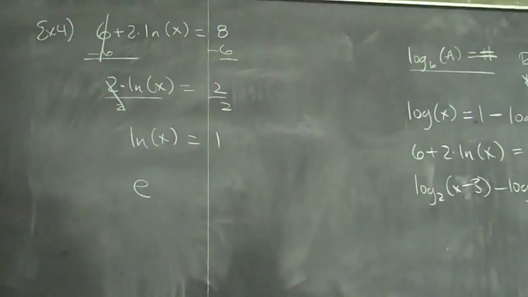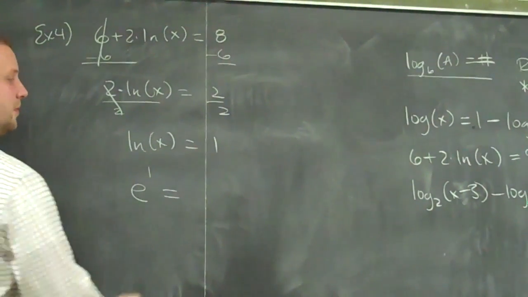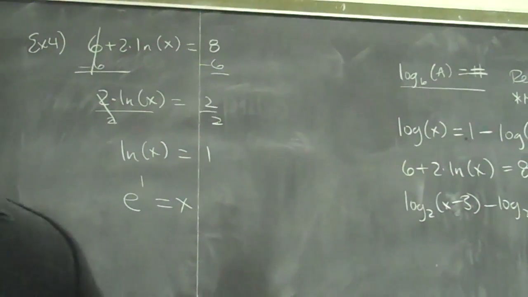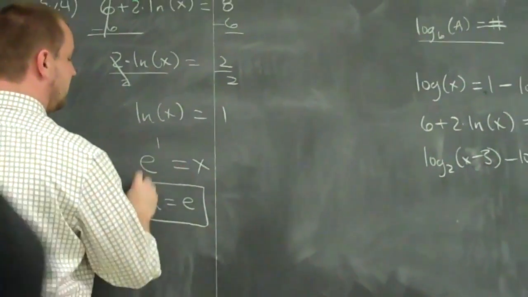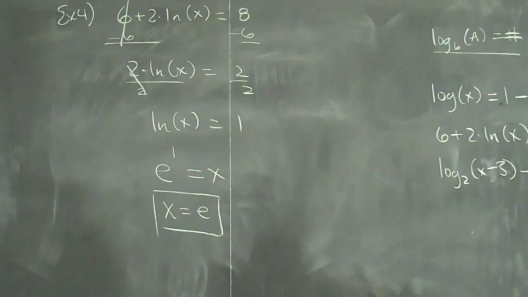Which one's my exponent? Equals. Okay, there you go. So if x equals e to the first, then x equals e. And I need to check it. It's going to check, but that's my solution.